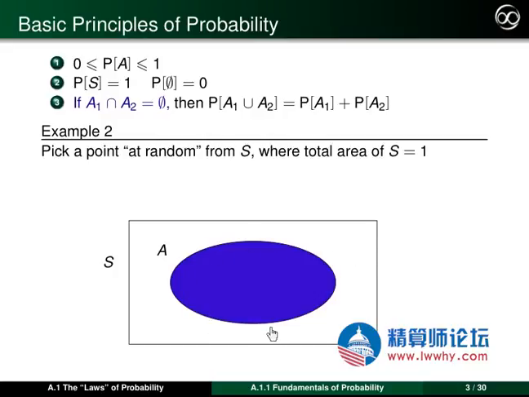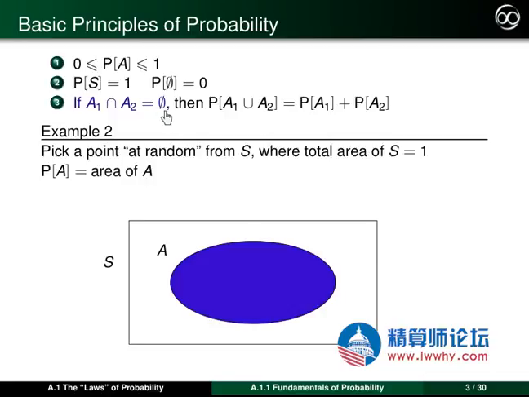Meaning if I have some subset A within that, the chance of picking a point within A is going to be simply equal to the area of A. In some sense, it's like the number of points that we have in A divided by the total number of points that we have. The percentage of points that are in A is simply the area of A divided by a total area of 1, or just the area of A.